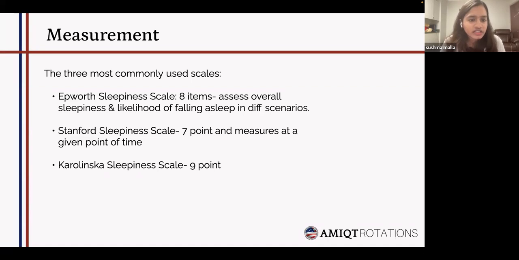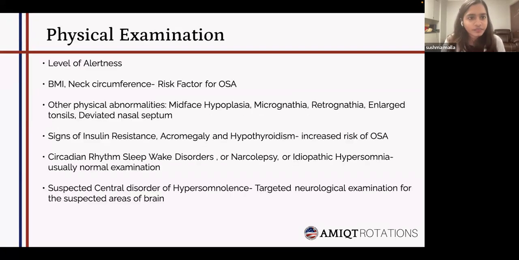The point to note here is that the Stanford Sleepiness Scale and Karolinska Sleepiness Scale measure sleepiness at that given point of time. But the Epworth Sleepiness Scale has questions that grade over a period of time, like the patient has to recall, and then it assesses more in a clinical way. Stanford and Karolinska are usually used in research, and they give the effect of a drug probably. So they are usually used in trials and research.